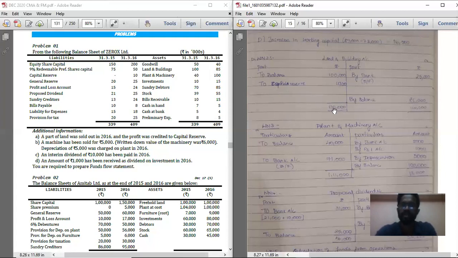And left hand side 1,10,000. That is debit side total, it is 1,10,000. Bring it to the credit side. Credit side also totals 1,10,000. 1,10,000.